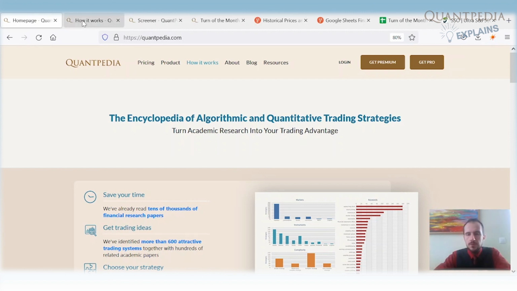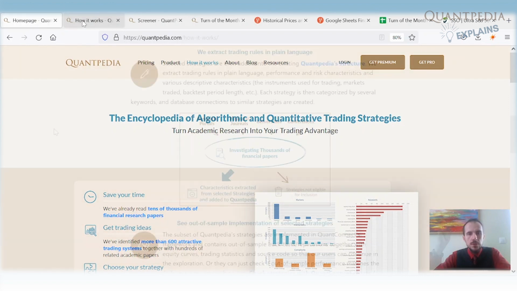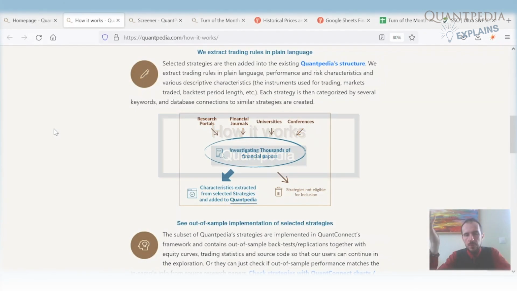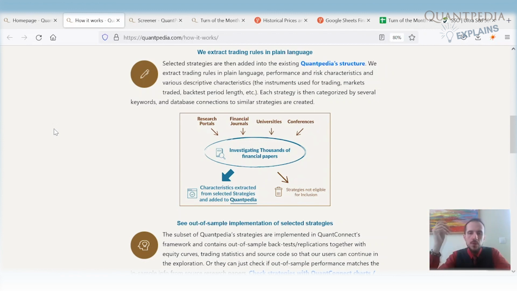Let me give you some introduction to what Quantpedia does and how it does. Our main goal is to provide inspiration for new trading strategies and to give fresh ideas for new trading systems for anybody who is interested in algorithmic trading and quantitative trading. We do it this way: we go through academic research. We are trying to find interesting papers, daily scan research portals, financial journals, university web pages, conference web pages. We investigate thousands of financial papers and we look for interesting ideas.